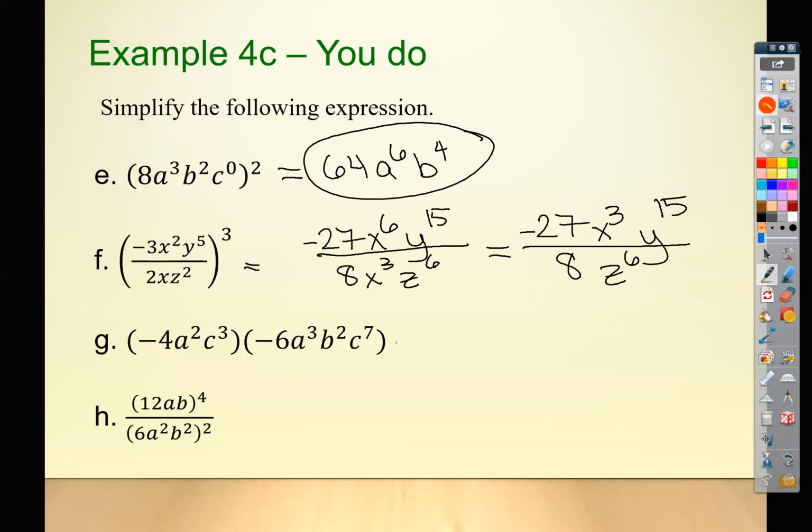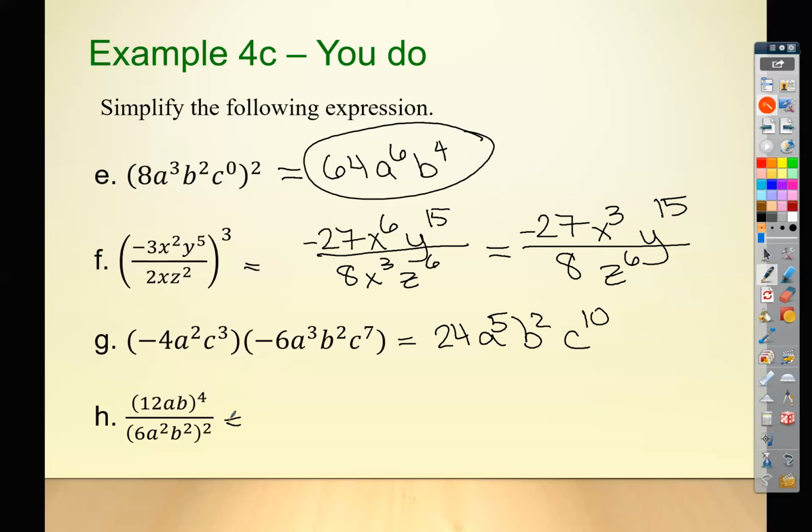Okay, on G, -4 times -6 is +24. I'm multiplying, so I add my exponents. How many A's do I have? 5. How many B's do I have? 2. How many C's do I have? 10. So I write it like that.